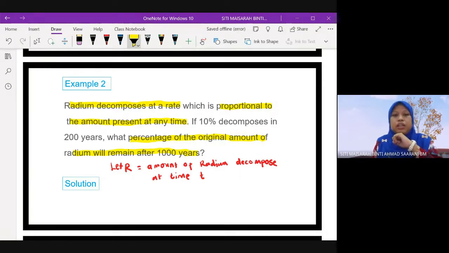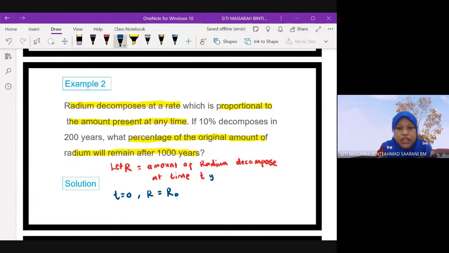So jadi kat sini dia tak bagi tahu bila apa? Maksudnya yang awal tu bila T kosong, berapa dia punya R? R dia tak bagi tahu. So yang ni kita kena anggap dia sebagai R0. So R0 ni maksudnya dia punya amount yang pada T kosong lah. Kita anggap dia R0, sebab dia tak bagi tahu. Kalau dia bagi tahu, kita tulislah berapa jumlah dia. Okay. So maksudnya kat sini T dia adalah tahun ya. T dia adalah years. Okay.